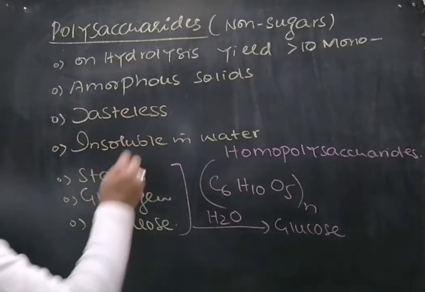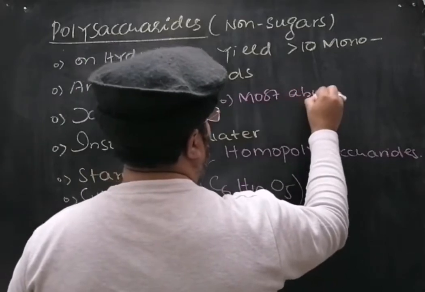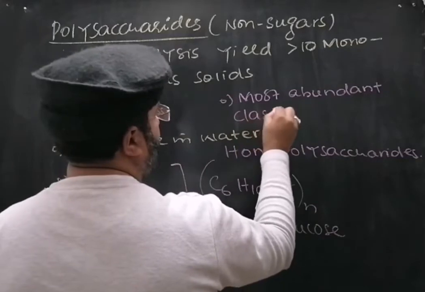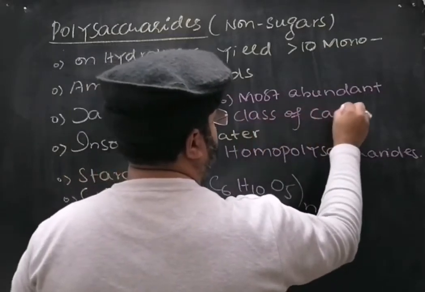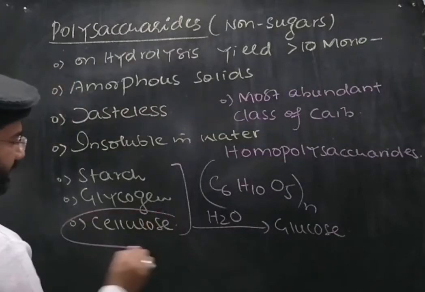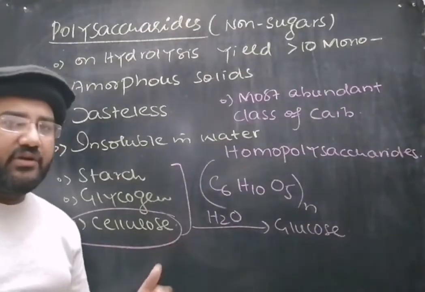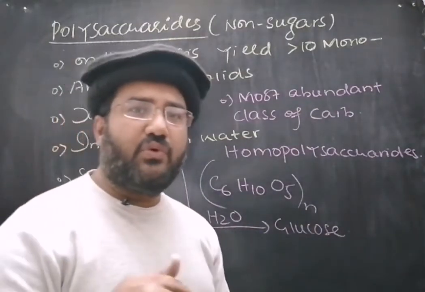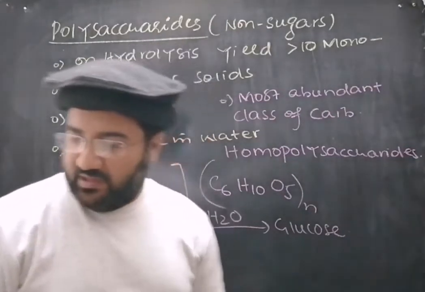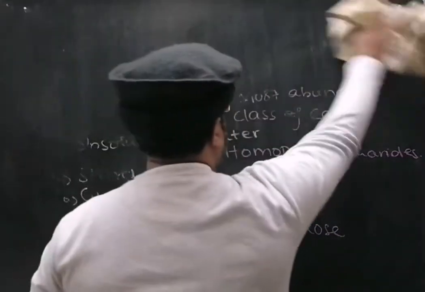And keep in mind that the polysaccharides are the most abundant class of carbohydrates. And a very important point, my dear students, is that among all the polysaccharides, the most abundant is cellulose. So this point is very important for the MCQs: among all the carbohydrates, the most abundant carbohydrate on this planet is cellulose. Now let us slightly discuss these polysaccharides one by one.